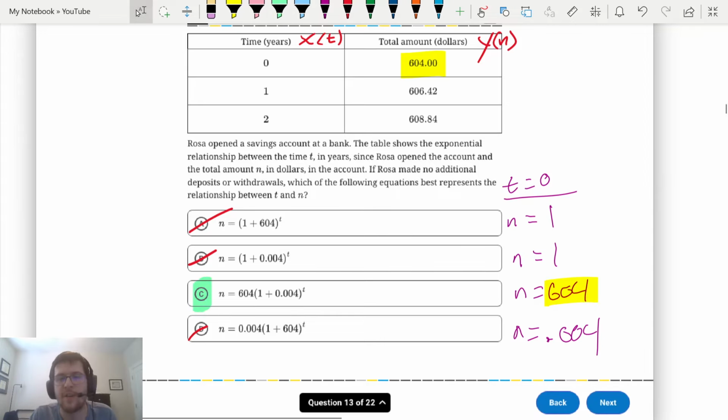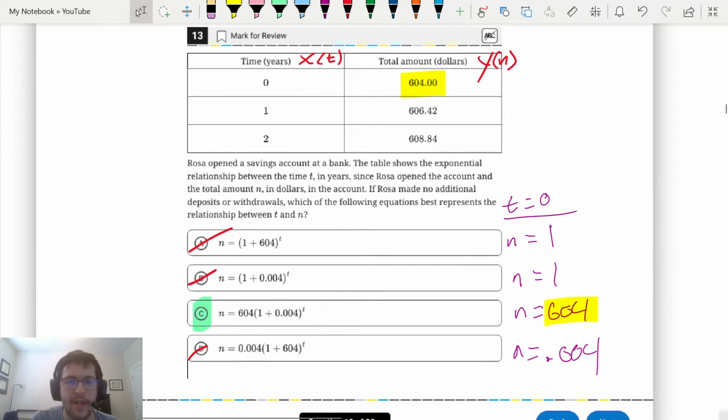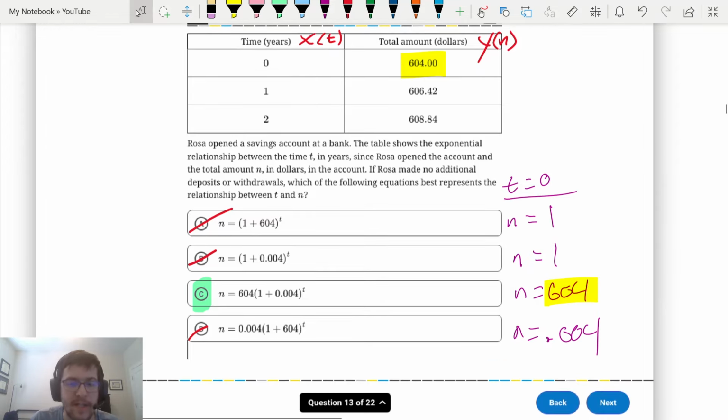I didn't even need to check the other points. I didn't even need to derive this equation. You can just guess and check. And I always think x equals 0 is a great point to guess and check because oftentimes 0 makes the arithmetic easier, right? It makes things go away. So the only one with that first point is C. It doesn't matter about the rest of it. It has to be C.